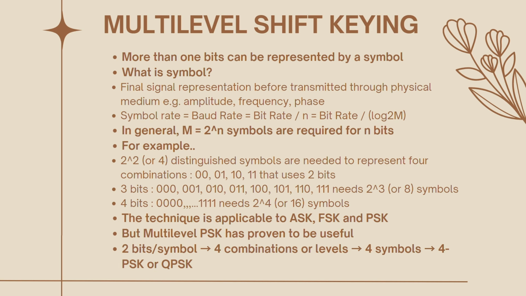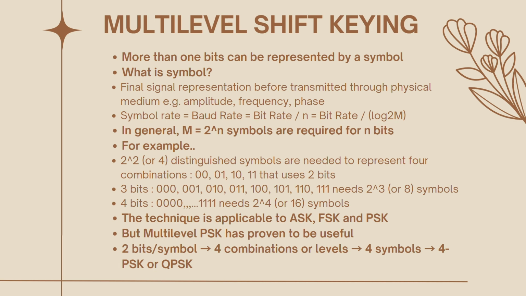For example, 2 to the power of 2, or 4 distinct symbols, are needed to represent 4 combinations, being 00, 01, 10, 11, that uses 2 bits. For 3 bits, it's similar with 000, 001, 010, 011, 100, 101, 110, 111, which is 2 to the power of 3 or 8 symbols. For 4 bits, it's similar with numbers from 0000 to 1111, which are 16 symbols.